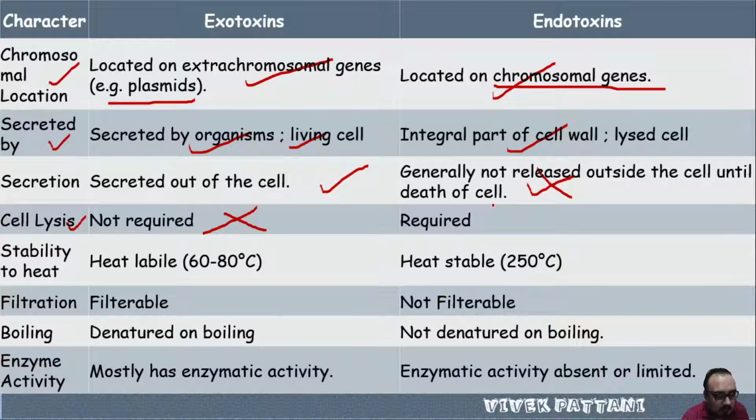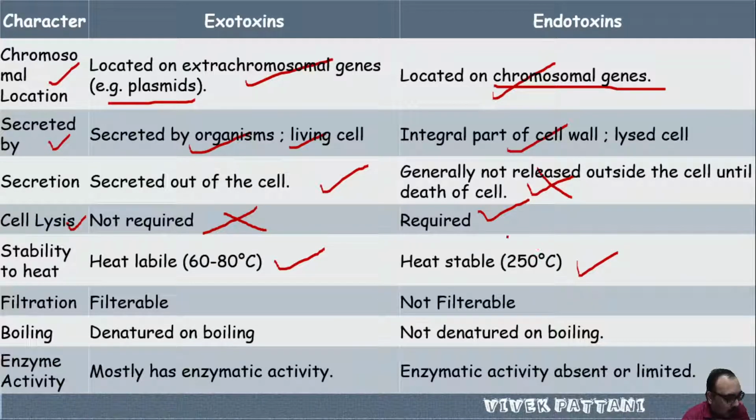Whereas in the case of endotoxins, we need to lyse the cell in order to isolate the toxins. Exotoxins are basically heat labile ones when it comes to stability to the heat, whereas the endotoxins are heat stable, which can withstand up to 250 degrees Celsius also.